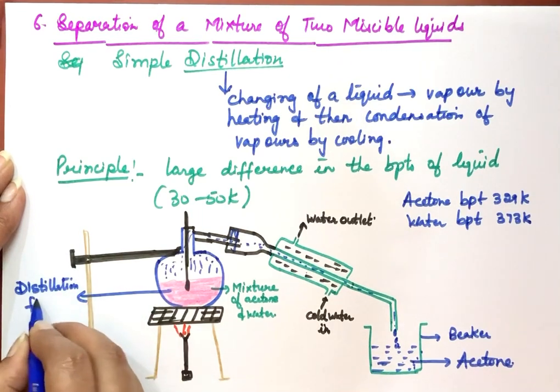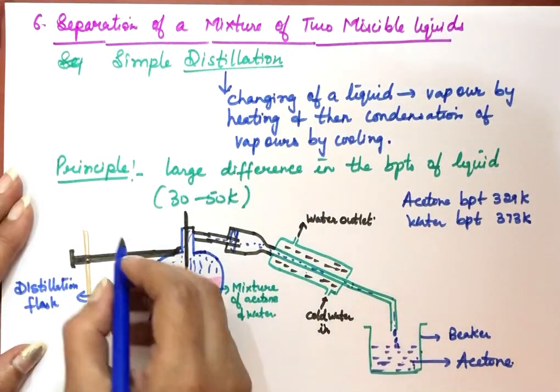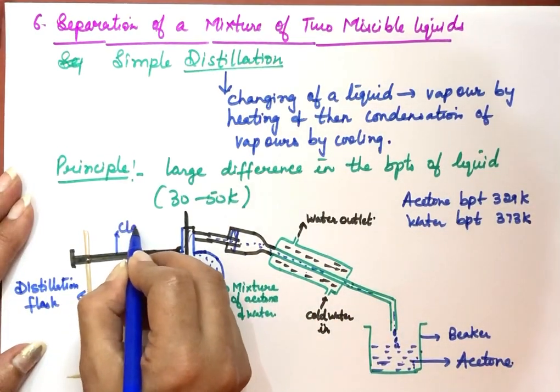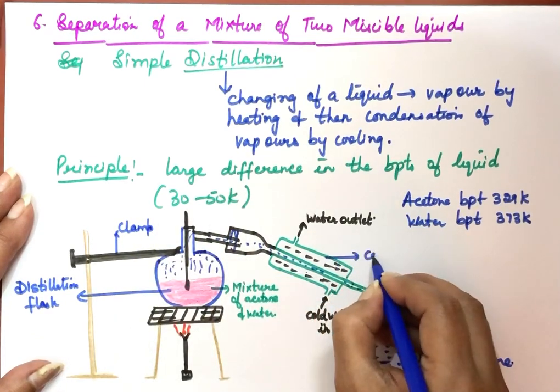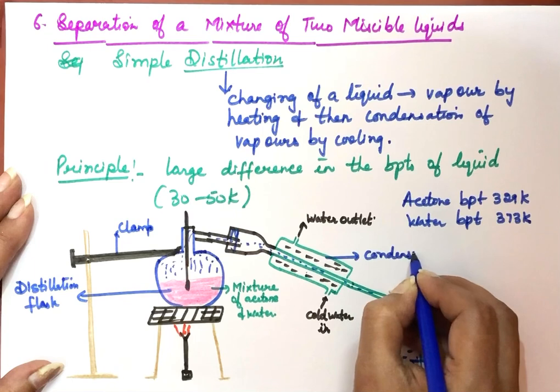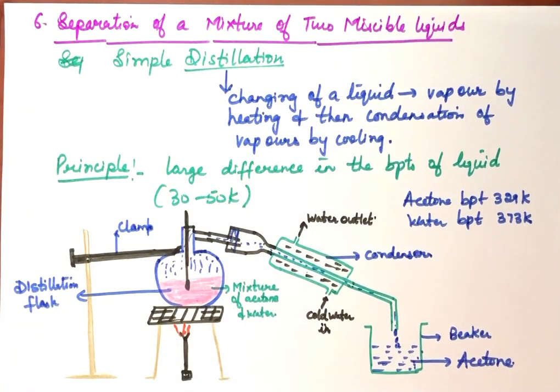So distillation means by heating and cooling we can separate the components. This is a clamp. This is the condenser, water condenser. This is the apparatus that we use for this purpose, that is to separate two miscible liquids from each other. The method used here is known as the distillation method. And the principle behind this method is that there should be a large difference in the boiling points of the liquids.